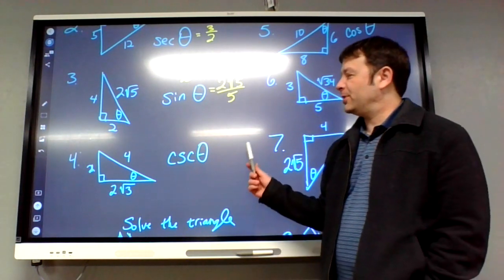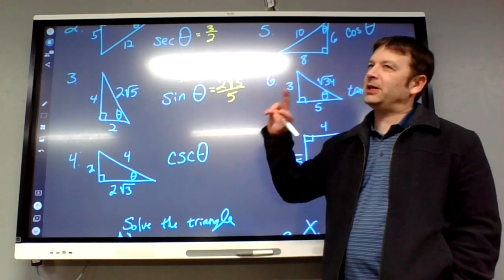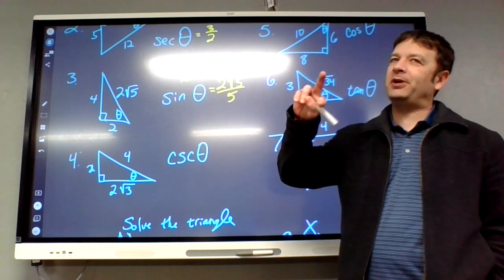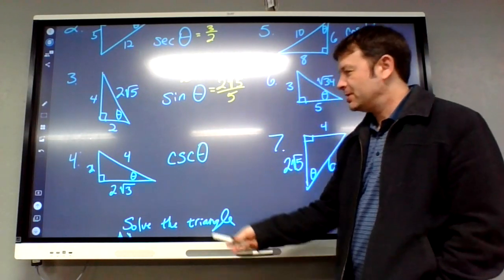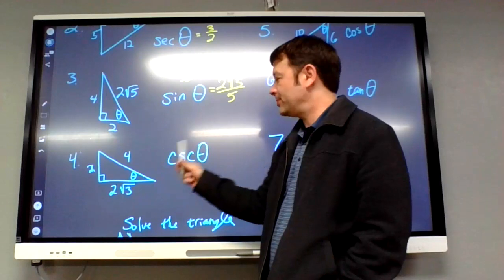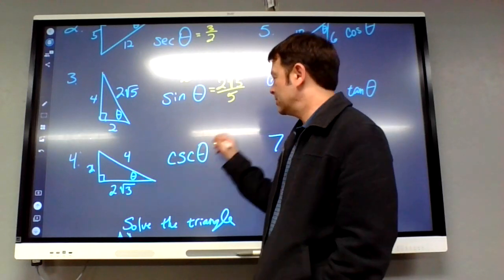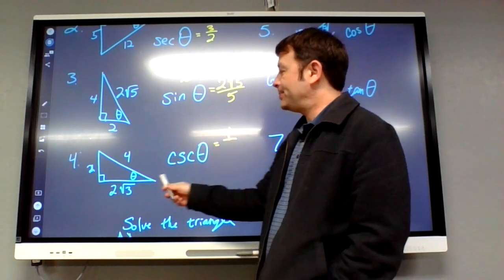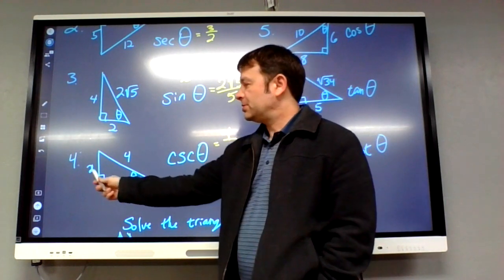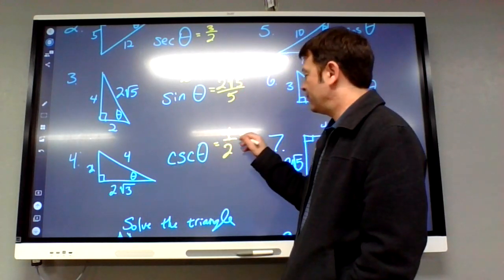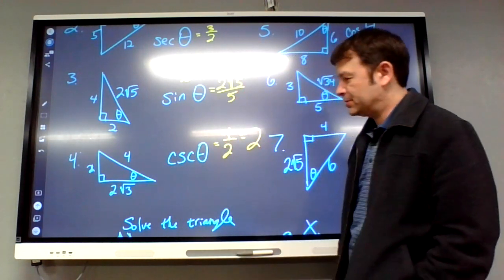Okay, number 4, cosecant. It's like sine, but instead of opposite over hypotenuse, it's hypotenuse over opposite. So what is hypotenuse on number 4? 4. And what is opposite? 2. And 4 over 2 equals 2.